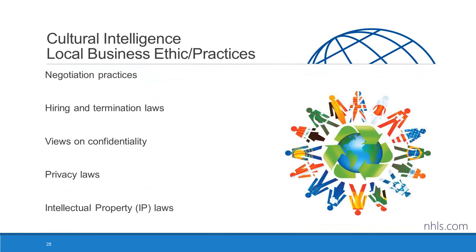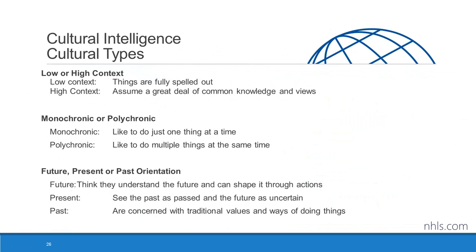Versus the United States, where you want to be nice and fair to people, but realistically, you could give them more than 2 weeks. So it's a very, very different plan. The intellectual property laws, just privacy laws. These are things you need to consider when you're working with people in multiple locations.